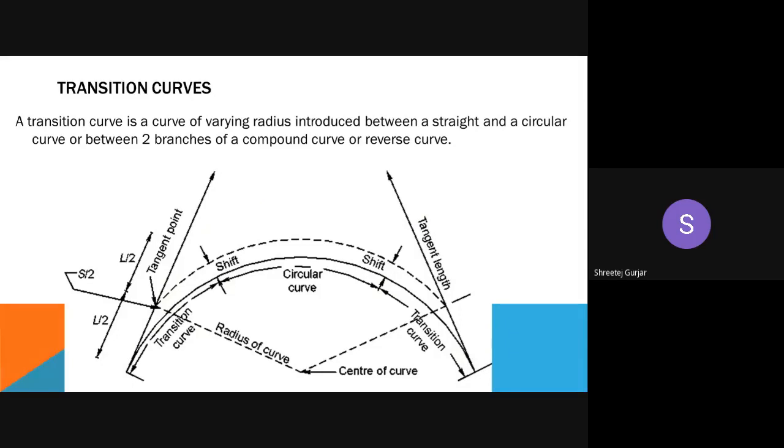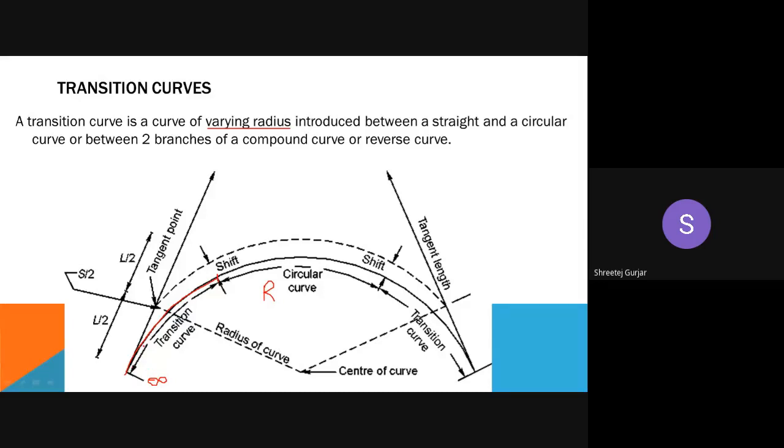So a transition curve is a curve of varying radius, very important. It is not having any constant radius. It is varying radius. It is straight initially where it meets the road, and it slowly gets into the radius which is needed of the circular curve. The circular curve has some radius R. So initially the transition curve will be straight, meaning the radius will be infinity. Sorry, the radius is infinity, the curvature is zero.